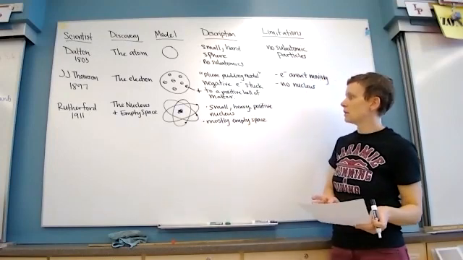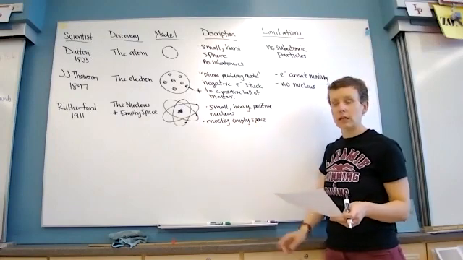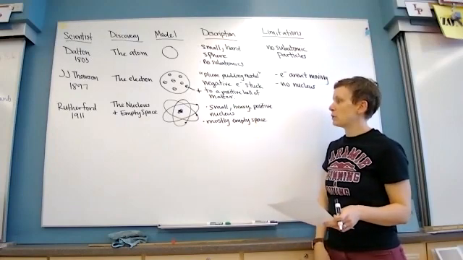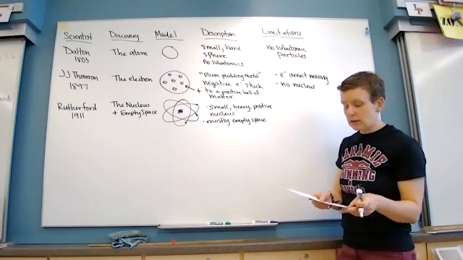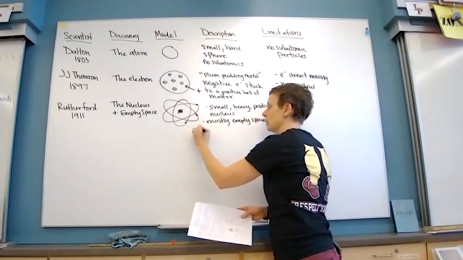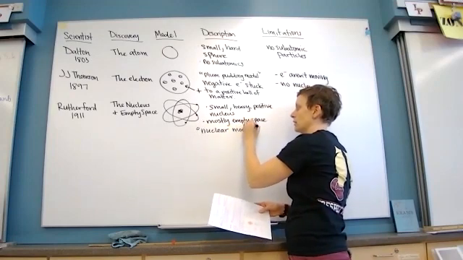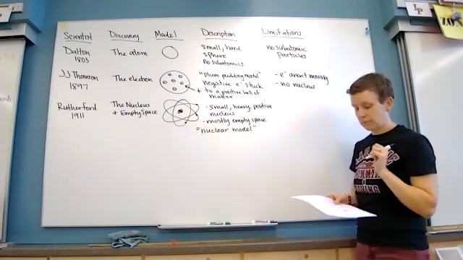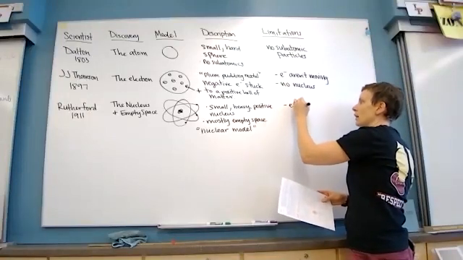Okay. Small, heavy, positive nucleus. You could write that the electrons are orbiting around that nucleus. Mostly empty space between the two. And the limitations. Oh, wait, first off, the name of this model is the nuclear model. That was the focus of his model, was that nucleus. But the limitations, the electrons are in orbit.